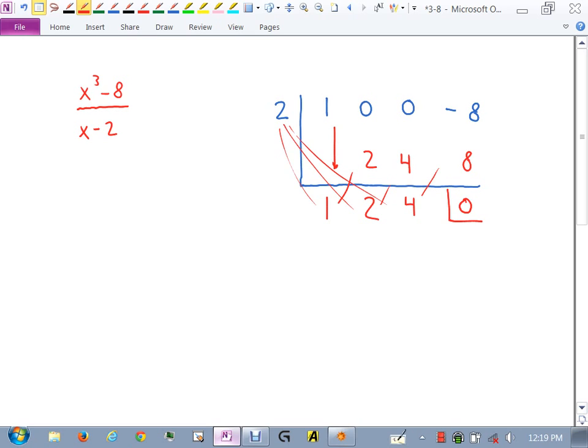What's wrong? What are you looking at? Bring the one straight down. You bring the one down first. Then 2 times 1 is 2. Then add down. That's 2. First one's always just going to drop straight down. Yep. No, it won't always be 1.